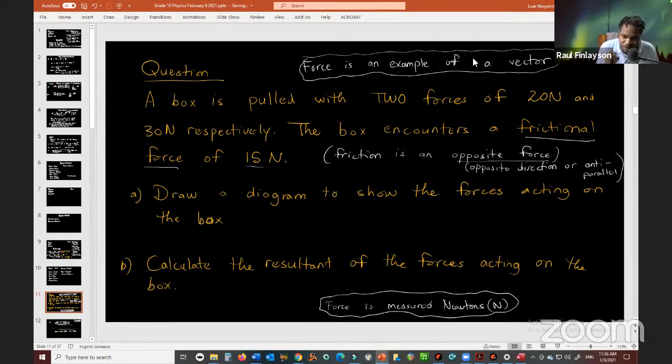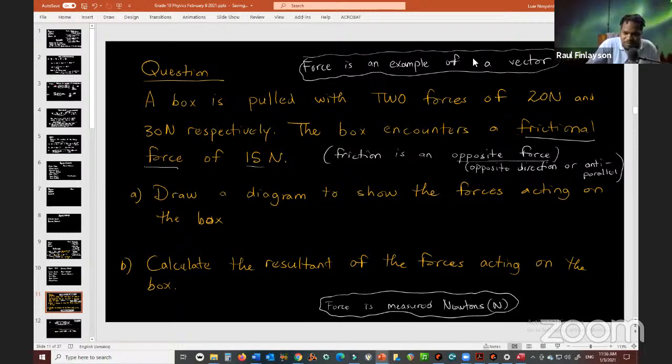So you always subtract the friction from the force. Hope everybody is hearing that. All right. Always subtract the friction from the force. If there's no friction, it means that you don't subtract anything from the force that is applied to something. All right. So always remember that.